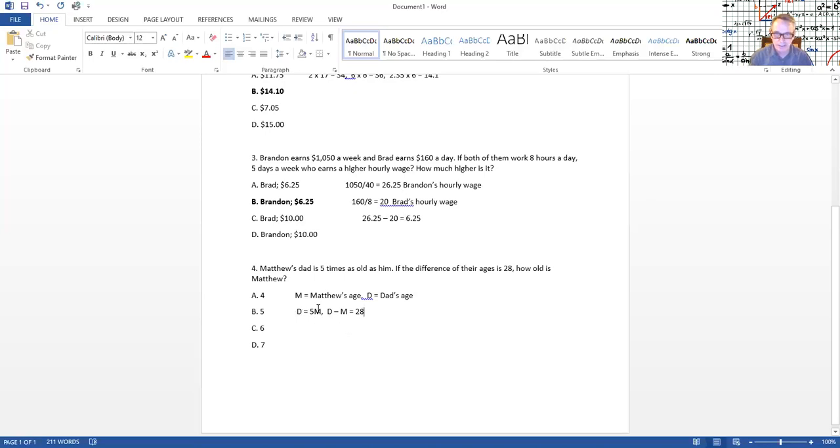You see that? Here's D. D equals 5M. Here's D here. I can put the D in there. So I can say instead of D minus M, I can say 5M minus M. That equals 28. You see? Now I'm down to 1 variable, so I can solve this pretty easily now. So 5M minus 1M is 4M, and that equals 28. So how do I solve for M? I divide by 4. So M, when I divide by 4, I'm left with M equals 28 divided by 4, which equals 7. Okay, so 7 is the answer.